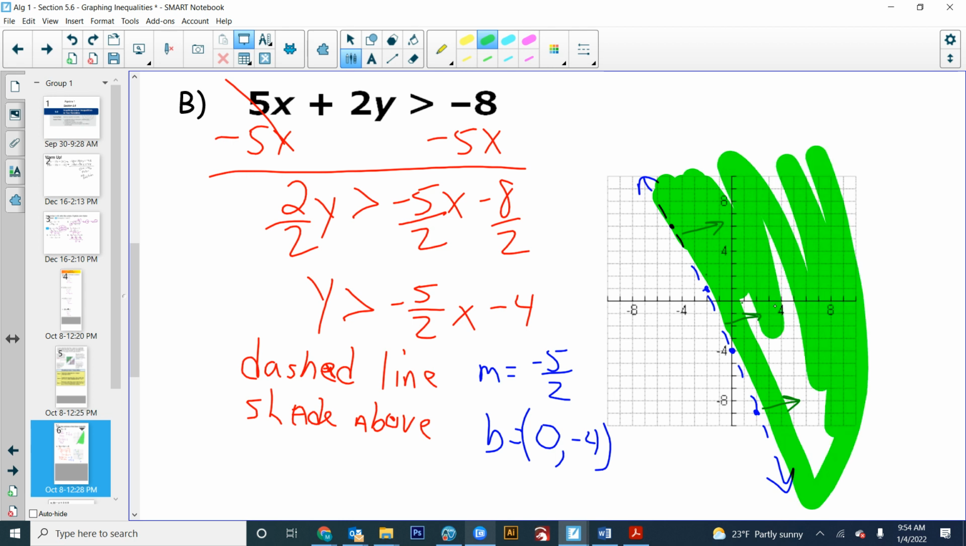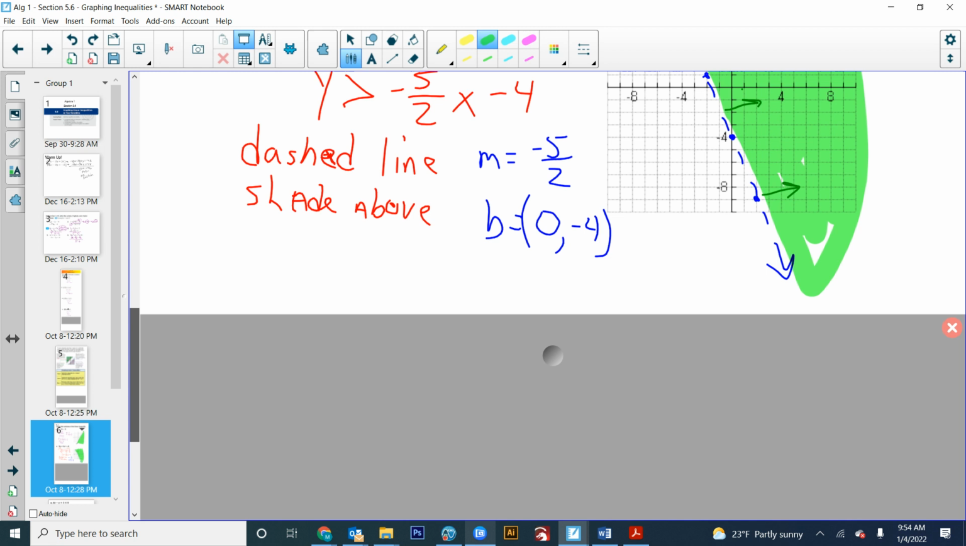So guys, would (0, 0) be in the solution set here? Yeah, and if I plug (0, 0) in here, guys, think about it. Even the original one, you can just plug it in right here. What's 5 times 0? What's 2 times 0? Is 0 greater than -8? Yes. And (0, 0) is in the solution set.